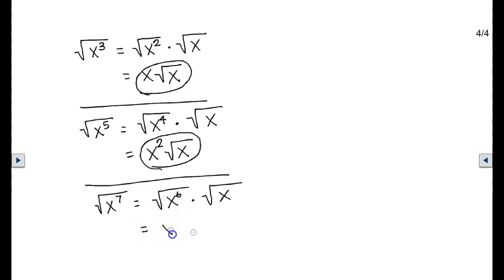Square root of x to the 6th is going to be x to the 3rd. The square root of x we can't do, so it stays the same. And let's do one more.